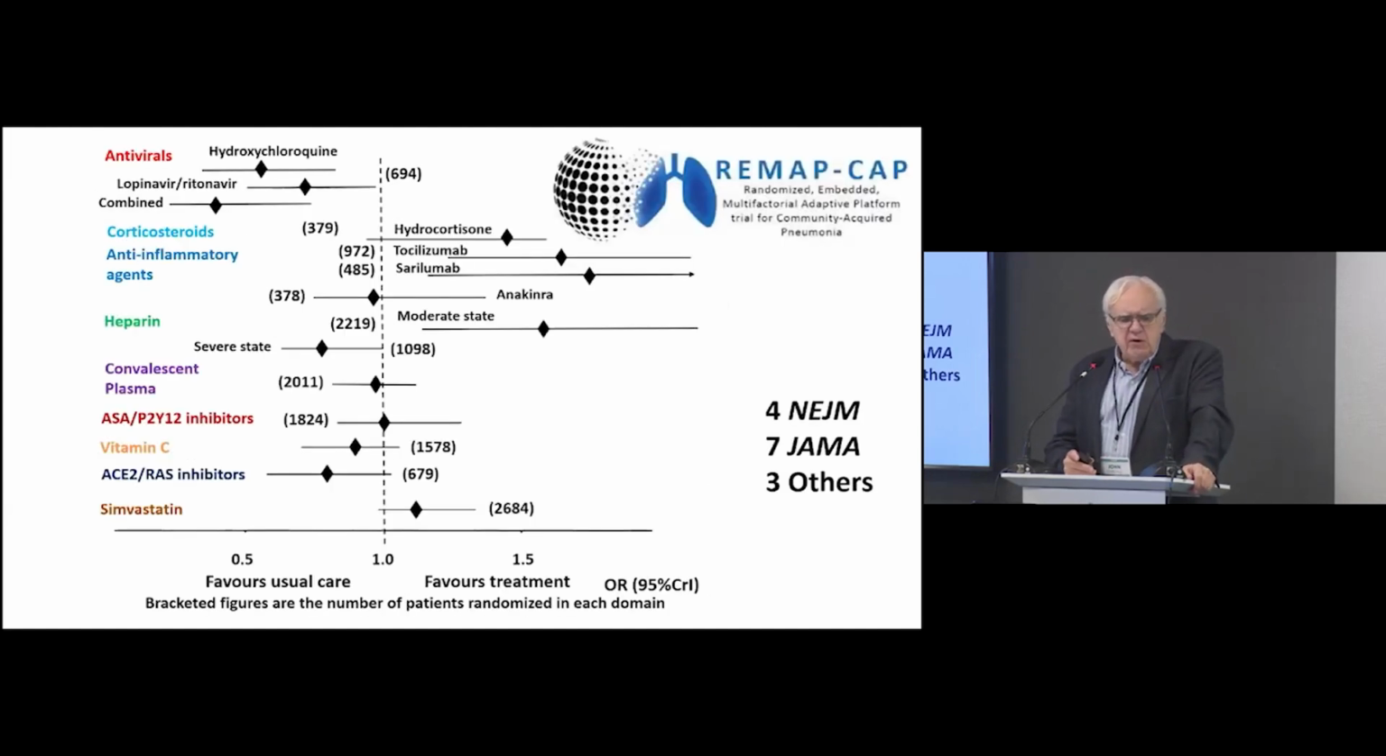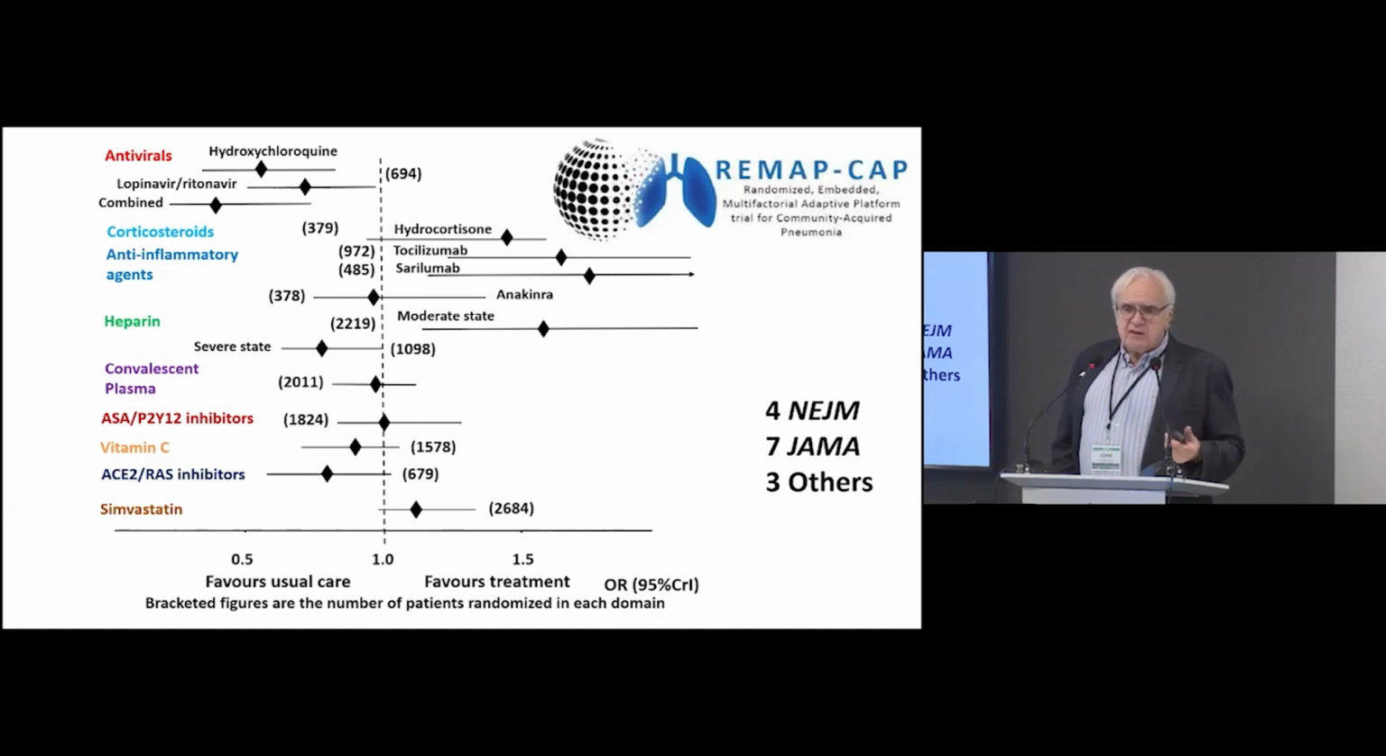So this is where REMAP-CAP currently stands. We're close to 15,000 patients worldwide. We've had about 10,500 randomized with severe COVID-19. And it has enabled us in a period of really just a matter of a few years to draw some important conclusions. First, that hydroxychloroquine is harmful. Lopinavir, ritonavir is not beneficial. It's probably harmful. Corticosteroids, on the other hand, were beneficial.